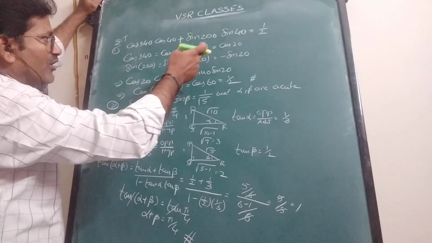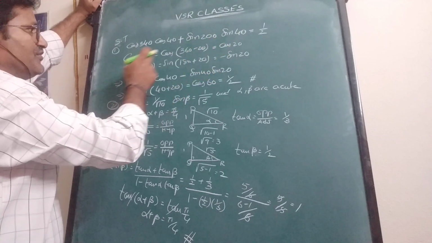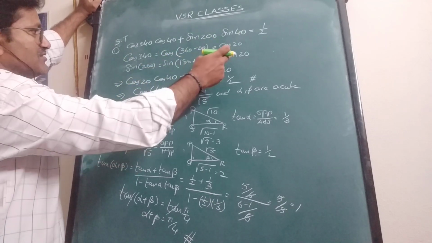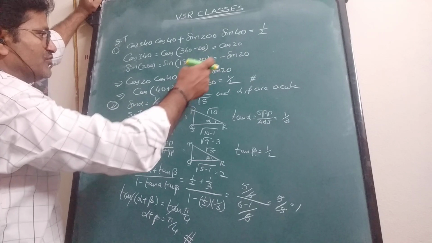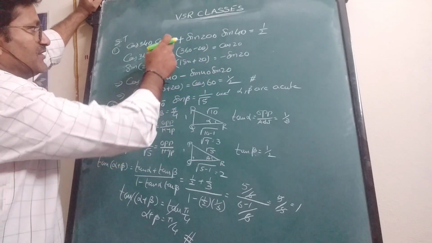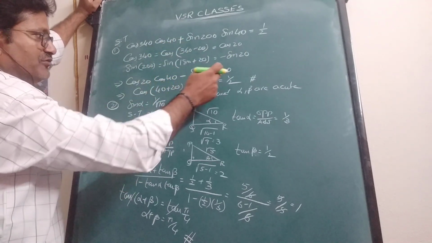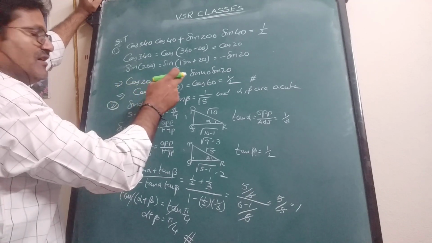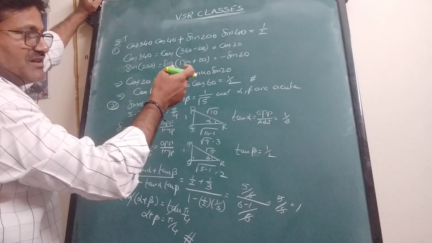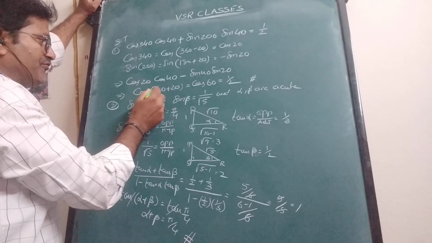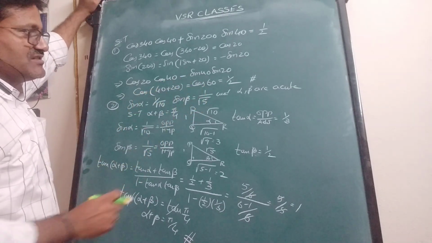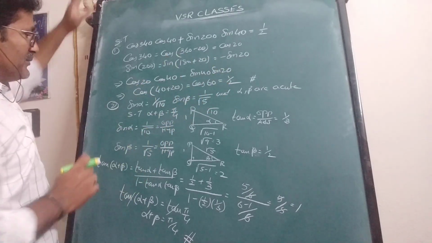Here, whatever values we got, instead of this one I can write cos 20, and instead of this one I can write sin 20, so the plus becomes negative: cos 20 cos 40 minus sin 40 sin 20. Cos A cos B minus sin A sin B is nothing but the cos of A plus B formula. Cos of 40 plus 20 is equal to cos 60, which is 1 by 2. So here it is completed.